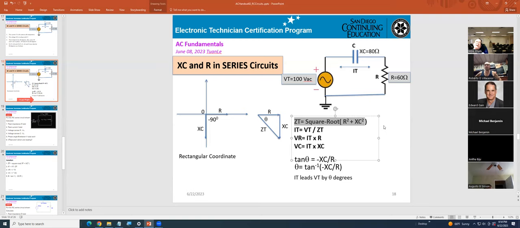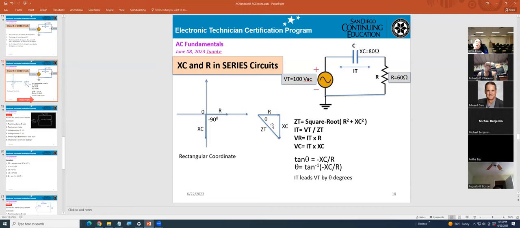If you want to calculate the total current, IT equals VT divided by Z total. If you want to calculate VR, then you take I total times R. If you want to calculate the voltage across the capacitor, VC, it is IT times XC.